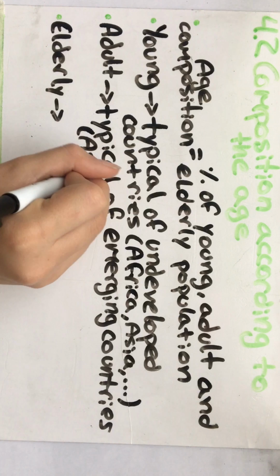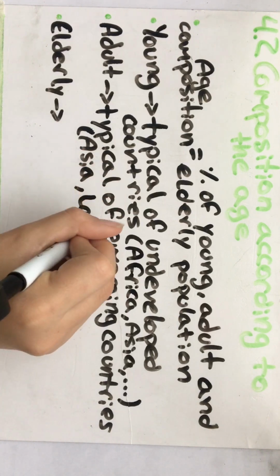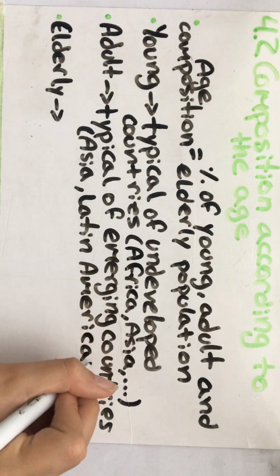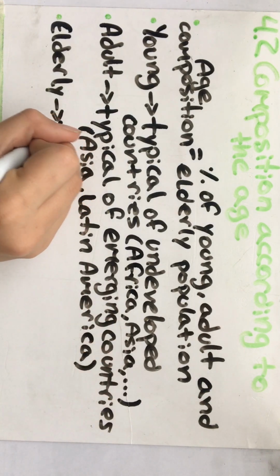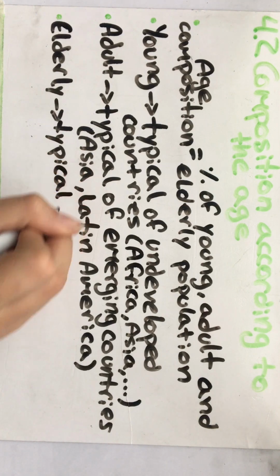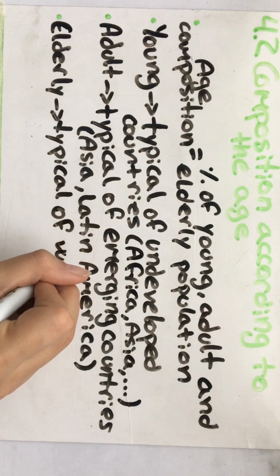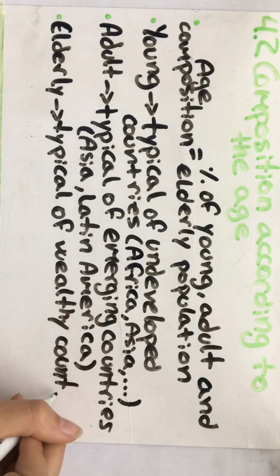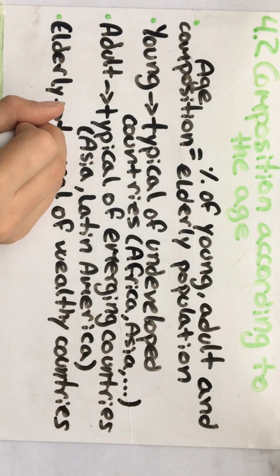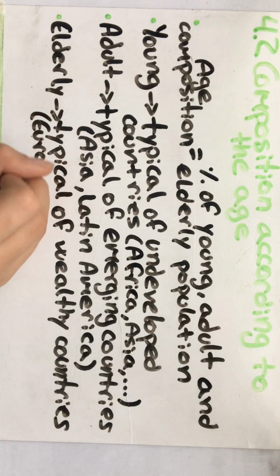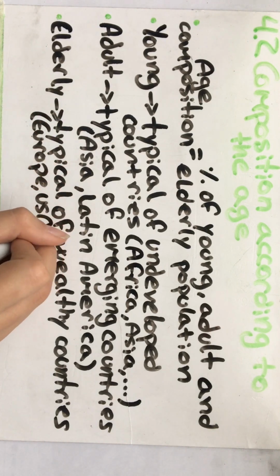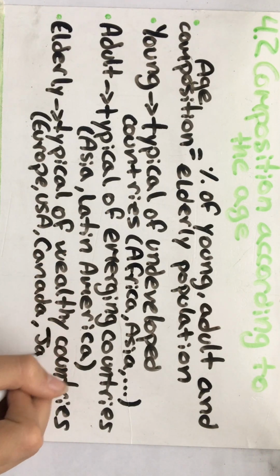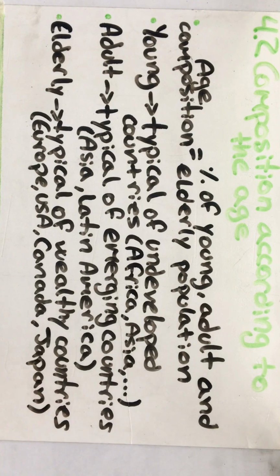Populations in a society. Young populations are typical of underdeveloped countries in sub-Saharan Africa, Asia, and Latin America, which are beginning their demographic transition. Adult populations are typical of emerging countries in Asia and Latin America, which are in an advanced phase of demographic transition. Elderly populations are typical of wealthy countries in Europe and of the United States, Canada, and Japan, which have completed demographic transition.